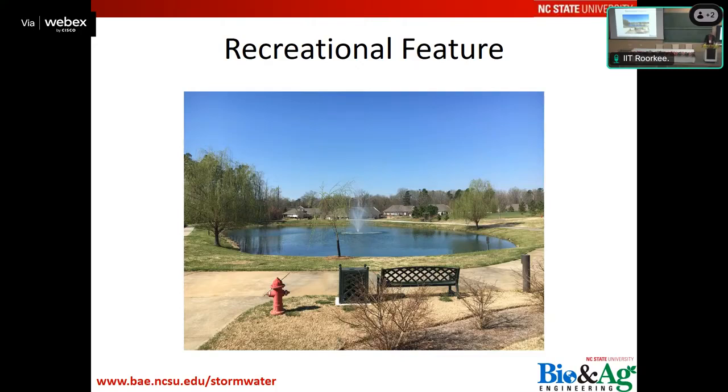Recreational features, larger ponds especially. If you take a look, you'll see a path, a concrete path, sidewalk, that goes in and around this pond. So again, this is an amenity with a recreational benefit, all right? So just always be remembering that.